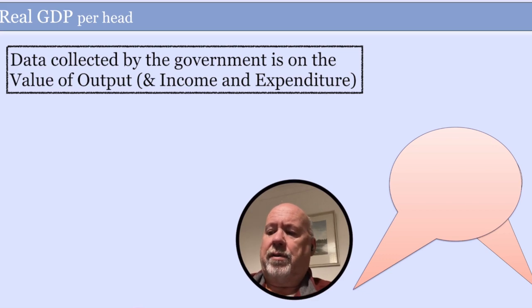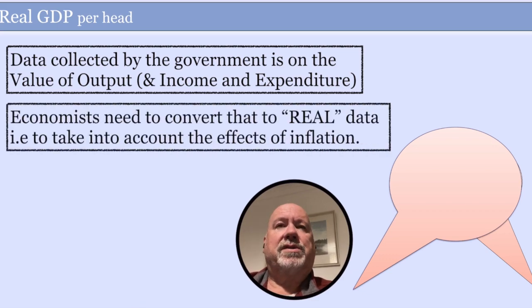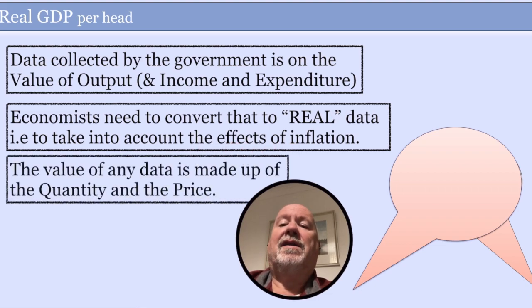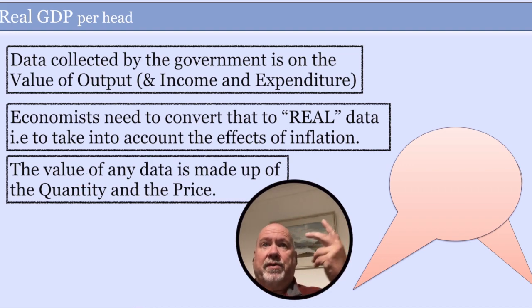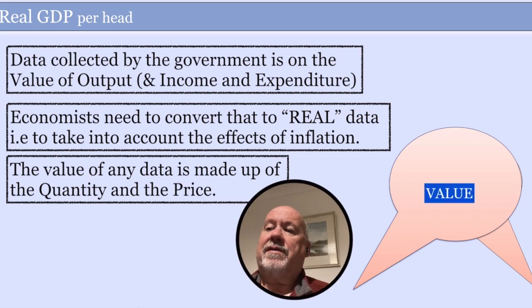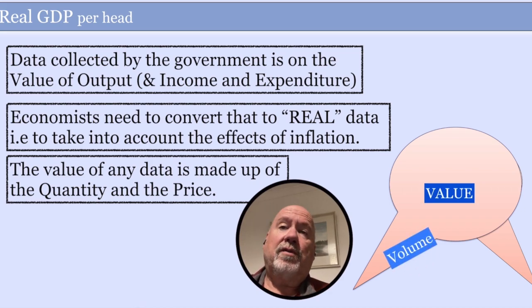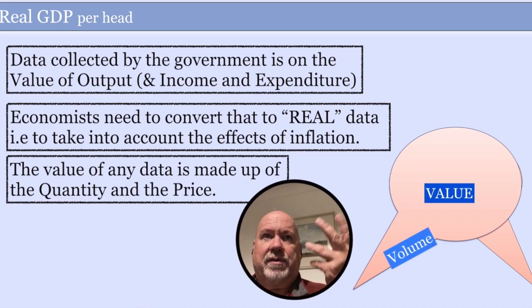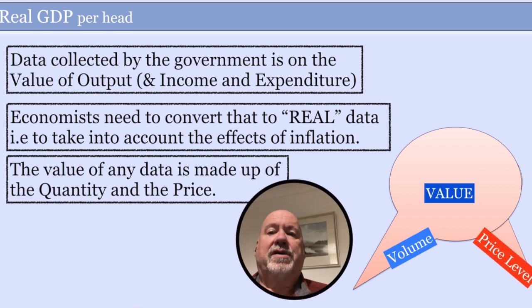So what do we do? Well, what we need to do as economists is to turn that into real data to take into account the effects of inflation, and the value is made up of the quantity, the number of goods and services, multiplied by the price level of those goods and services. In other words, the size of this balloon, the size of our economy, is affected by the volume of goods, the physical number of goods and services, times the price level.